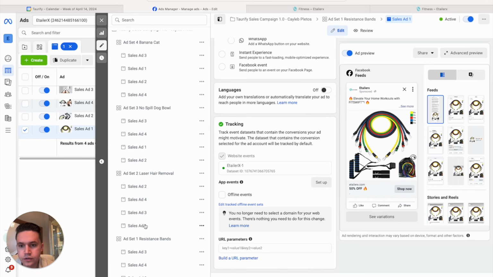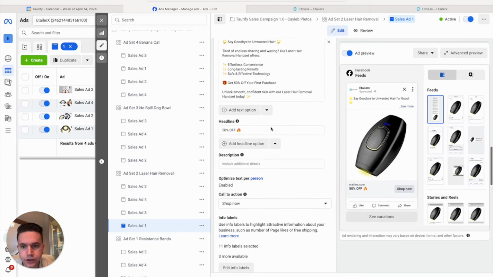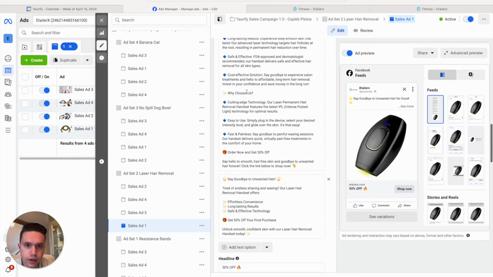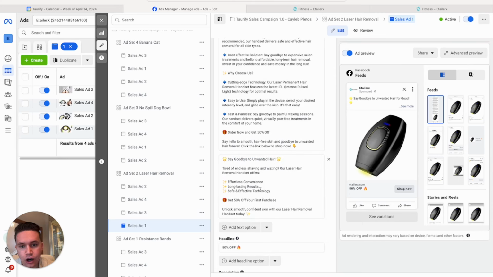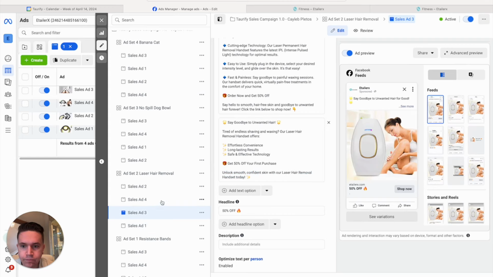Here is what the laser hair removal product looks like. There are 4 creatives per one, but again, 2 different versions of copy talking about what's good about the product. Say goodbye to unwanted hair. Tired of endless shaving and waxing? Our laser hair removal handset offers effortless convenience, long-lasting results, safe and effective technology. Get 50% off. Unlock smooth, confident skin with our laser hair removal handset today. So, a couple different versions there.